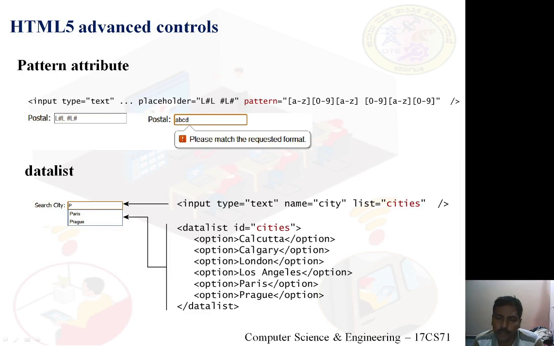I need to make use of option tag, and this datalist is an advanced HTML5 control to create a list of data. So I think you're clear with pattern attribute, like pattern matching, and then the datalist. Okay, clear.